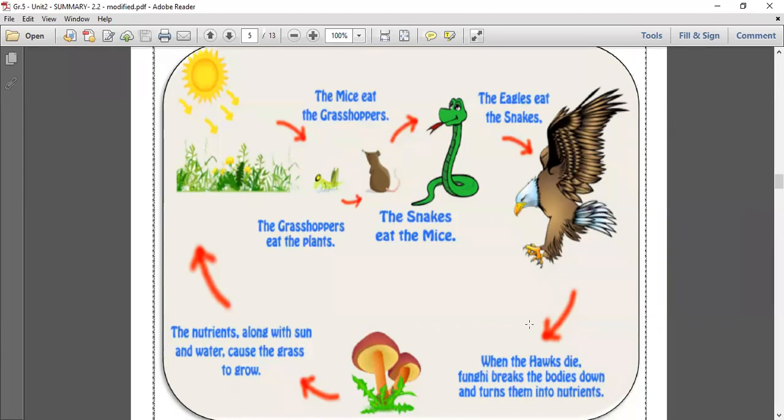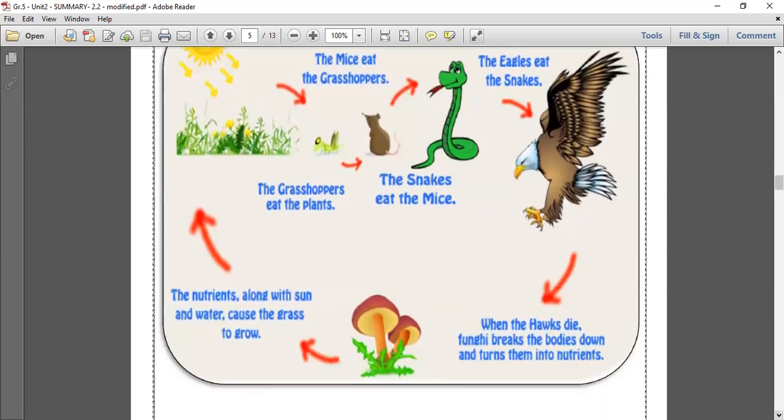Then when these eagles die, they fall to the ground, and some decomposers like fungi break the bodies down and turn them into nutrients. Fungi like mushrooms are decomposers. Then the nutrients that were returned to the soil, along with the sun and water, cause the grass to grow again, and the food chain starts again. So this is a simplified food chain.